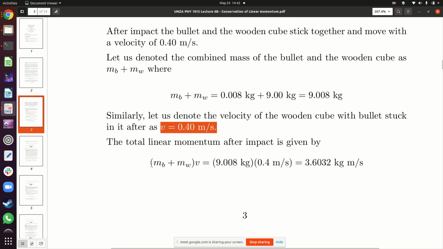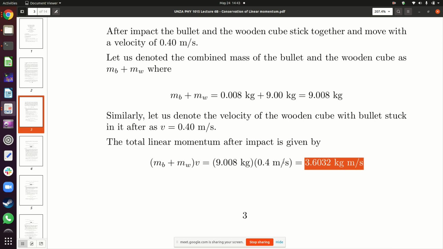So we can find out what the total linear momentum is after impact. That's going to be the mass of the bullet plus the mass of the wood. You add them together, then you multiply by the velocity, and this velocity you have been given is 0.4 meters per second. So that's going to be 9.008 kgs multiplied by 0.4 meters per second, and this gives us this much linear momentum, 3.6032 kgs meters per second. So this is the total linear momentum just after the bullet hit the wood.